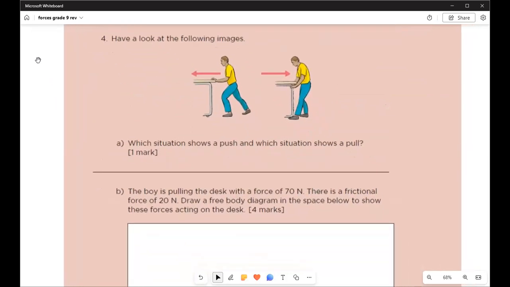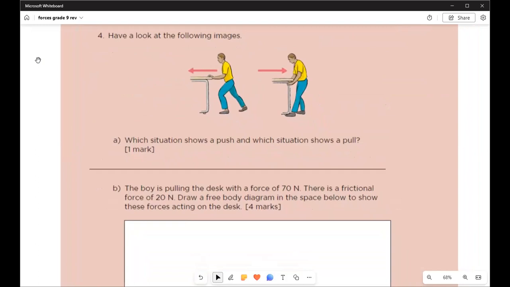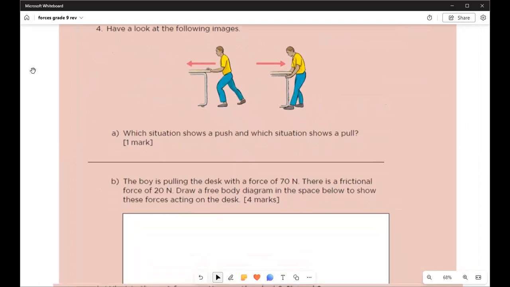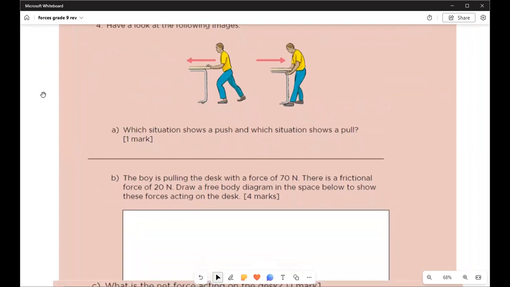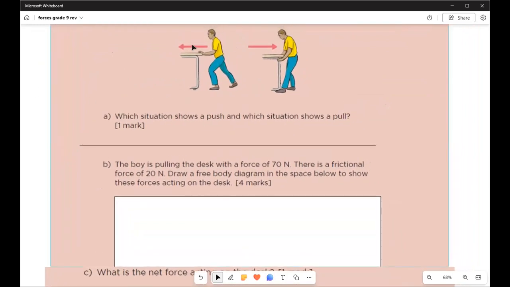On question 4, they say, have a look at the following images. We can easily see that this guy here is pushing the table. The arrow tells us that he's pushing. Here he's pulling it. Which situation shows a push? This shows a push. Which situation shows a pull? This one shows a pull. And then we're done with that question.